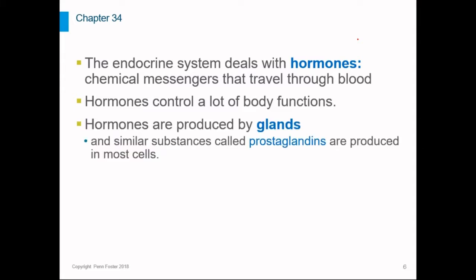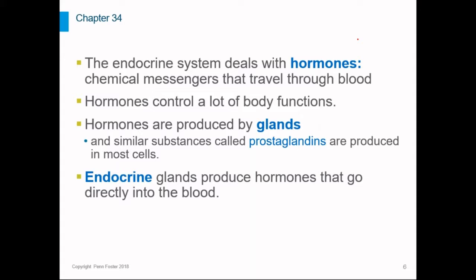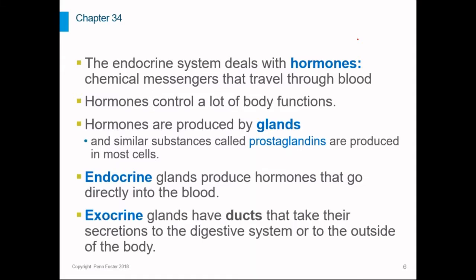Hormones are produced by glands, and there's also similar substances called prostaglandins that are produced in most cells that also can send messages. There's two types of glands. Endocrine glands produce hormones that go directly into the blood, and exocrine glands have ducts that take their secretions either to the digestive system or to the outside of the body. So we will be going over a bunch of the different glands and the hormones that they release, and you'll see how useful hormones are.